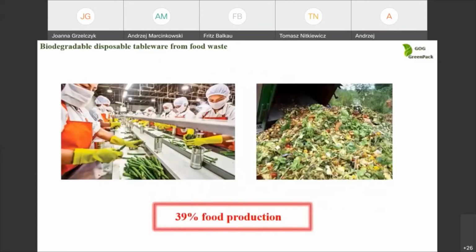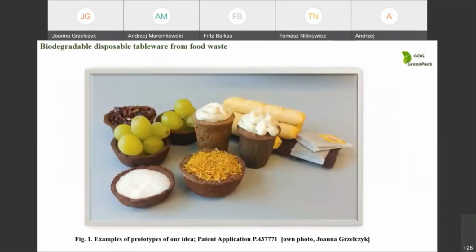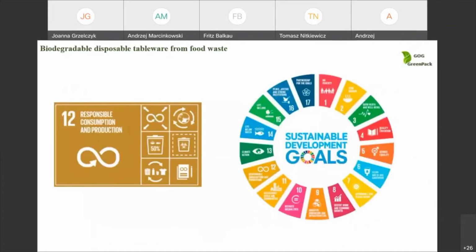Importantly, about 39% of this waste is generated by agri-food companies, who are searching for ideas for their development. These problems inspired us to create biodegradable disposable tableware from food waste. Sustainable development is the idea that the needs of the present generation should be fully satisfied, but not at the expense of future generations. This is the practical balance sought by our team.